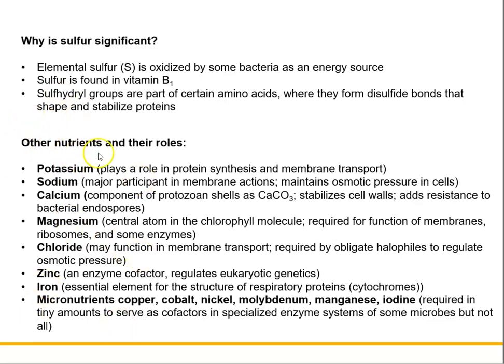Okay, and then we've got some other nutrients and their roles. So you've got potassium, sodium, calcium, magnesium, chloride. You'll notice a lot of these are actually electrolytes in our body, but they play crucial roles in microorganisms as well. You've got zinc. This is going to be an enzyme cofactor, so it helps enzymes function. Iron, important with respiratory proteins. And then several micronutrients, okay? And these are required in tiny amounts. They usually serve as cofactors for enzymes, so they help with enzyme function.